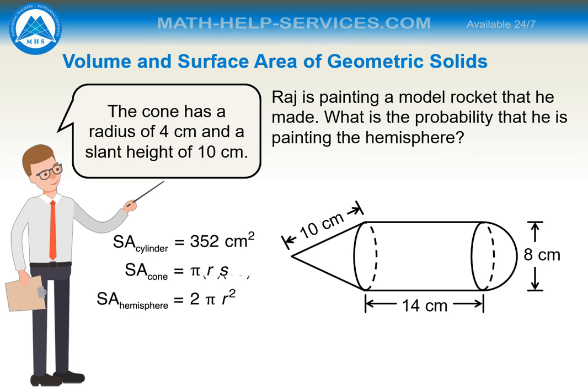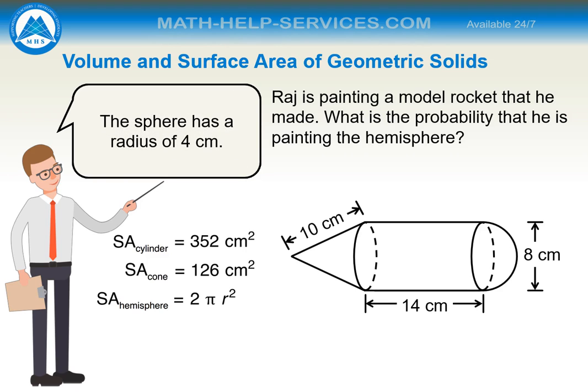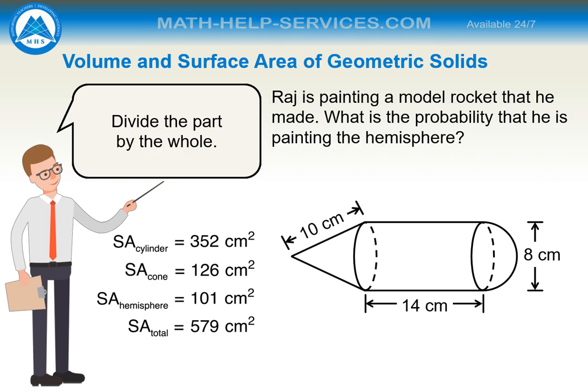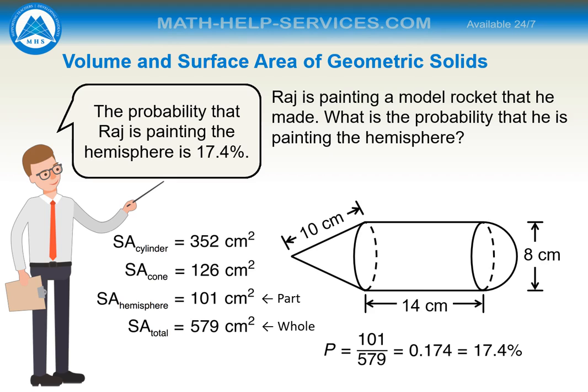The cone has a radius of 4 centimeters and a slant height of 10 centimeters. So its area is 126 square centimeters. And the sphere has a radius of 4 centimeters. So its surface area is 101 square centimeters. So in total, the surface area is 579 square centimeters. Now divide the part by the whole, and we get 17.4%. So the probability that Raj is painting the hemisphere is 17.4%.